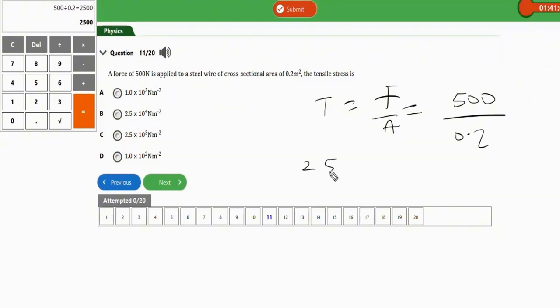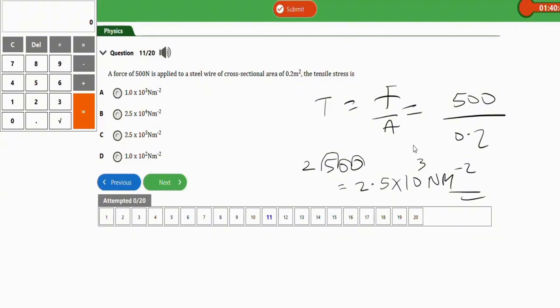We have 2500. If expressing it in standard form, you go backwards 1, 2, 3. So we move 3 times. So this is 2.5 times 10 to the power 3 Newton per meter square. Alright, so the correct option on this question is option C. That's it for this question.